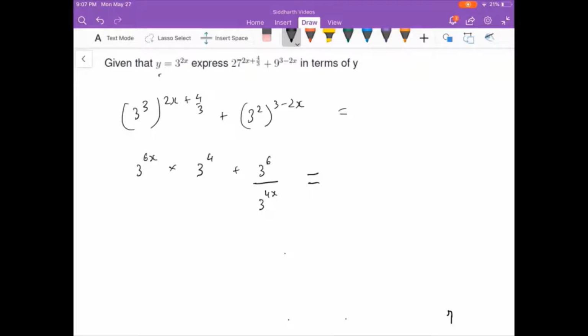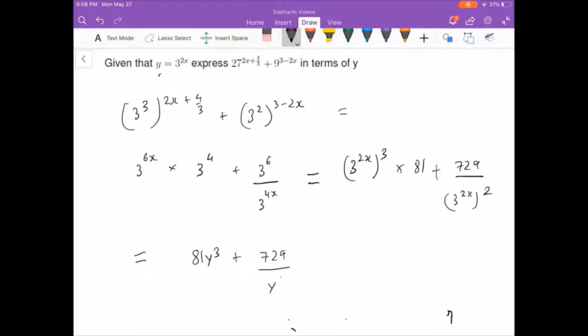3 to the power of 6x can be written as 3 to the power of 2x whole cube. In the same way, 3 to the power of 4x can be written as 3 to the power of 2x whole squared. Replacing 3 to the power of 2x with y, we get 81y cube plus 729 by y squared, which is our answer.